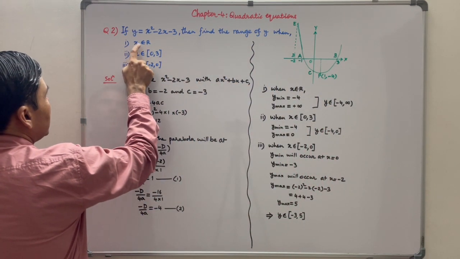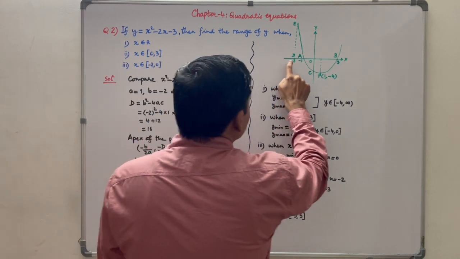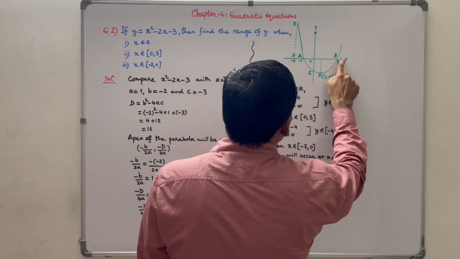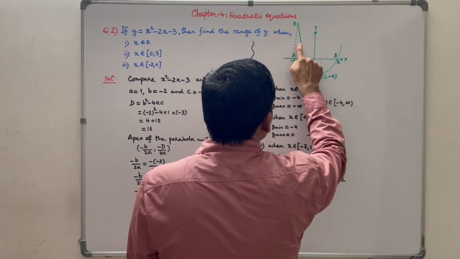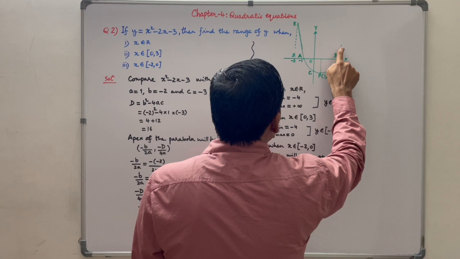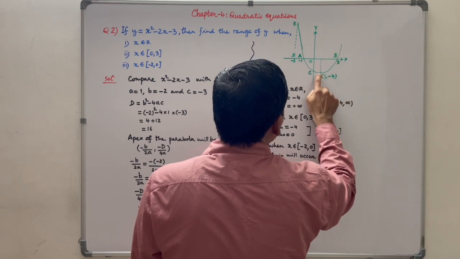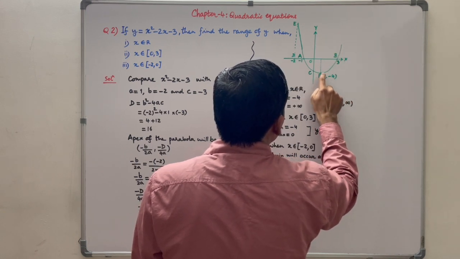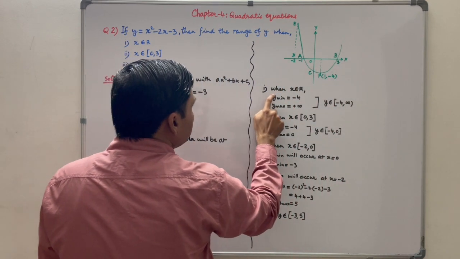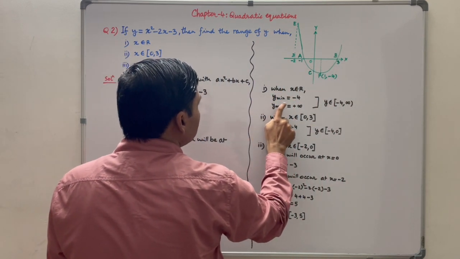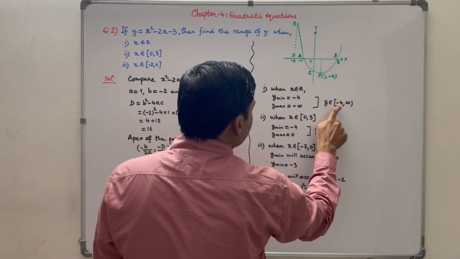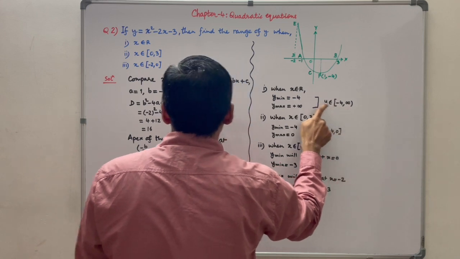First part, when x is real. When x is real, it can take any value on the number line. So we need to consider all the points on this parabola to get y minimum and y maximum. Quite clearly, y minimum is -4 and y maximum will occur at infinity. So y minimum is -4 and y max is plus infinity in this case. So the range of y is between -4 and infinity.